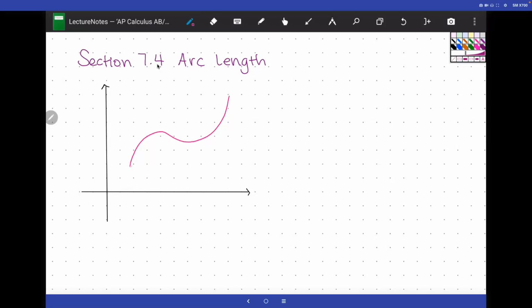So I'm going to cut this up. For this example, I'm going to cut it up, looks like, into 4 line segments. So if I could add up all these line segments, it would give me an approximation of the arc length. More line segments, the better the approximation.